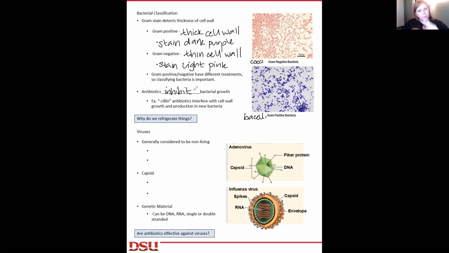However, for gram-negative bacteria, you've got to go with a different class of drugs, ones that target other parts of the bacteria rather than the cell wall, because in gram-negative bacteria, the cell wall is just not thick enough and doesn't play the same type of role that it does in gram-positive.